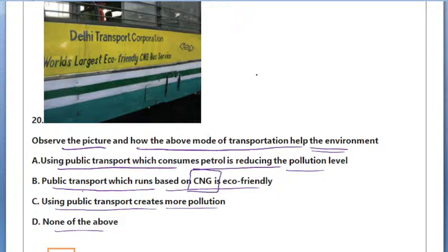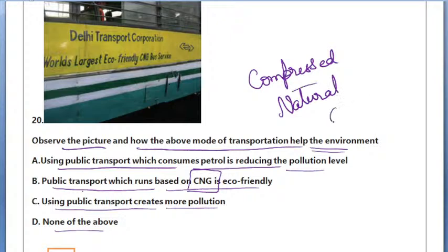What is meant by CNG? It is nothing but compressed natural gas. Now, when vehicles run on compressed natural gas, it releases very little smoke. So it does not cause more pollution to the environment. So it is environment friendly. Hence, it is called environment friendly.